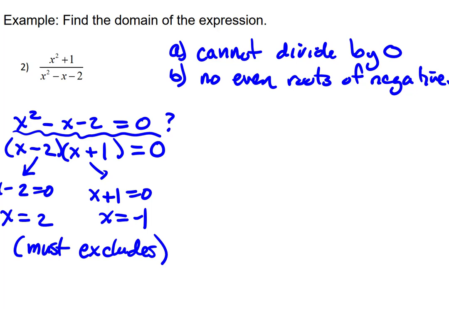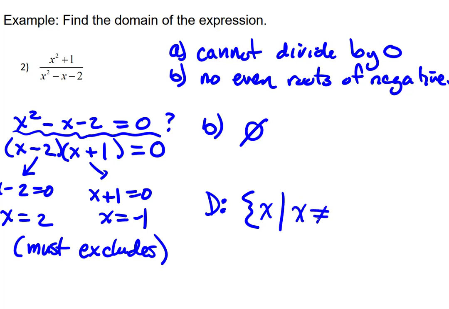Part A, cannot divide by 0. Part B, where we want to make sure there are no even roots of negatives, notice in this expression there are no even roots. Therefore, there's nothing to consider for that second part, which means our overall domain in set notation is all x's such that x is not equal to the two results we solved in part A, which are negative 1 and 2.